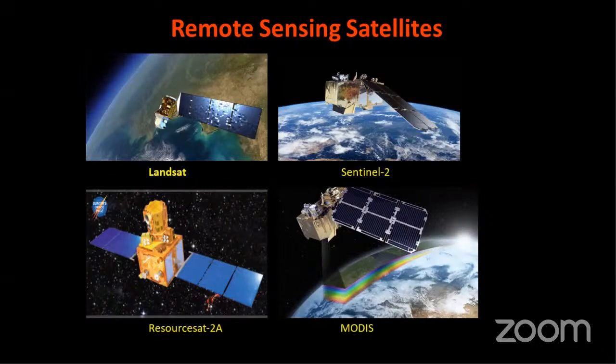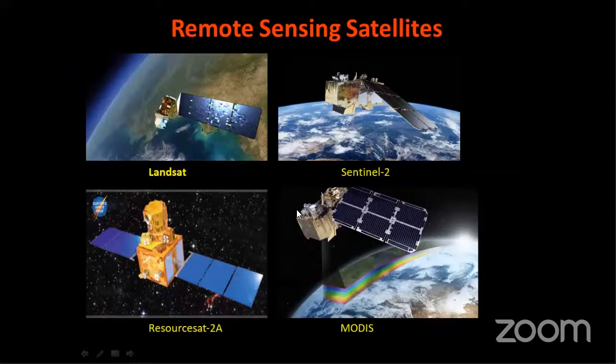Then another one is Resourcesat-2A. This is an ISRO satellite. It has various sensors like LISS-3, LISS-4. These cover the whole Earth, meaning LISS-3 covers in 13 to 14 days nowadays, and LISS-4 in 23 days. So this is the highest resolution multispectral data that ISRO has.